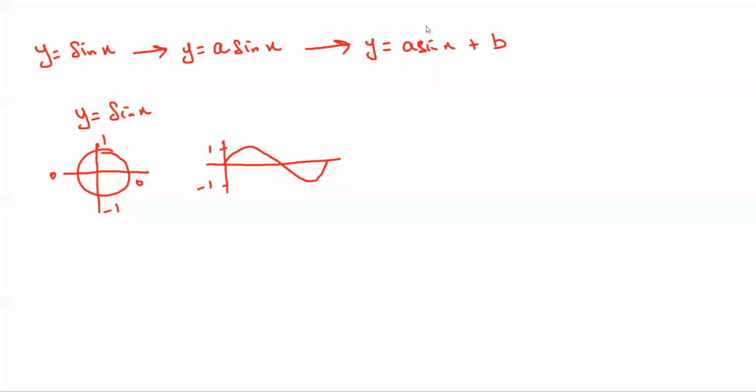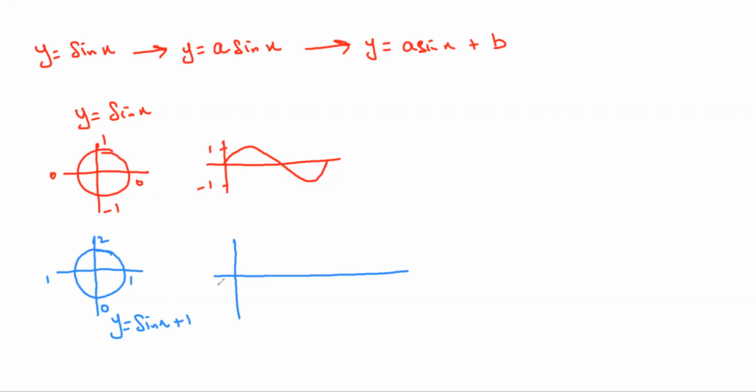Now what if instead of y is equal to sine x, we have y is equal to sine x plus 1? This means that all the values of y are now going to be increased by 1. So you will have 1 here, you will have 2 here, you will have 1 here, and you will have 0 over here, because we have added 1 to all these values of y. And now this graph would be like this. This is your 0, 90, 180, 270, and this is your 360.